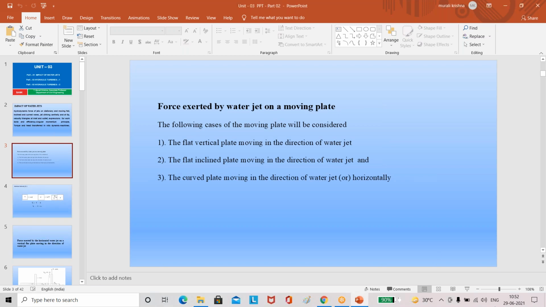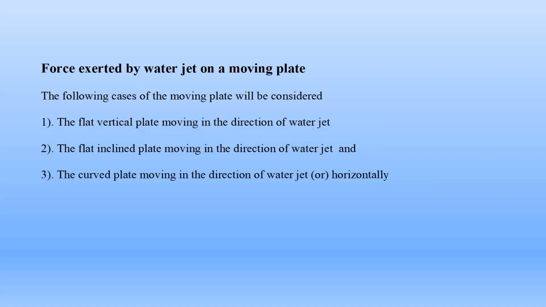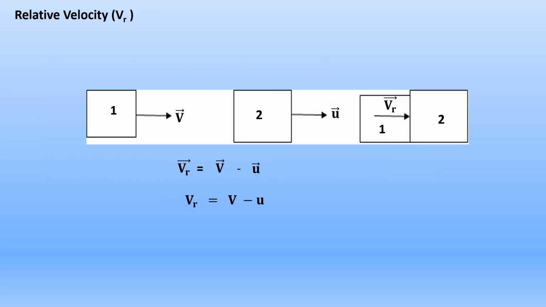We discussed the impact of horizontal water jet on the vertical moving flat plate. Last class we started that condition, the first condition for the moving plate. So this is that relative velocity, which I explained in the last class.